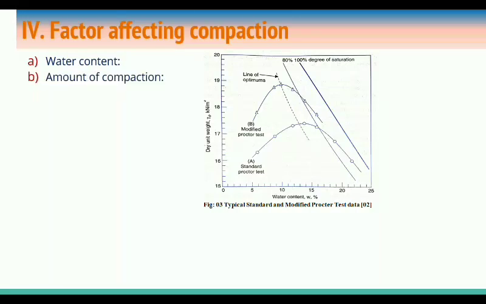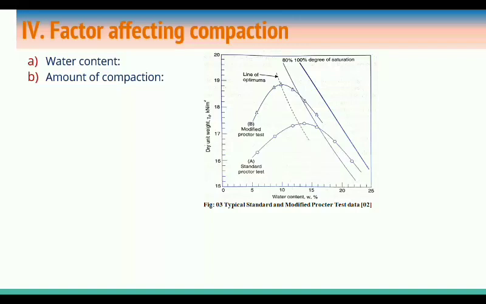Next one is the amount of compaction, or we can say the compacting effort. If you increase the compacting effort, the maximum dry density will increase and the optimum moisture content will decrease. In this figure there are two compaction curves, A and B. A is the standard Proctor test and B is the modified Proctor test. We already know that the modified Proctor test applies more compacting effort compared to the standard Proctor test.